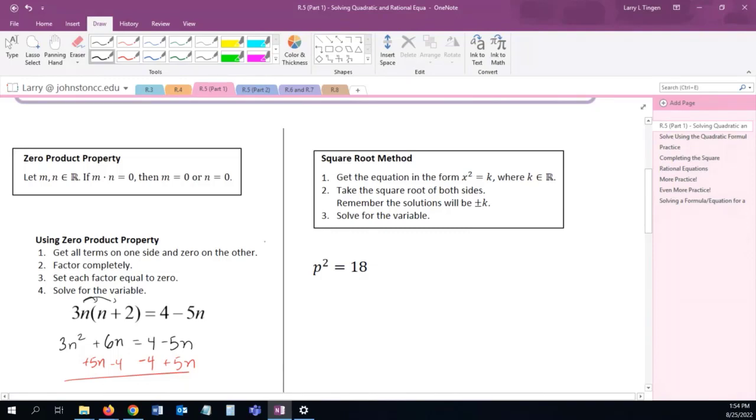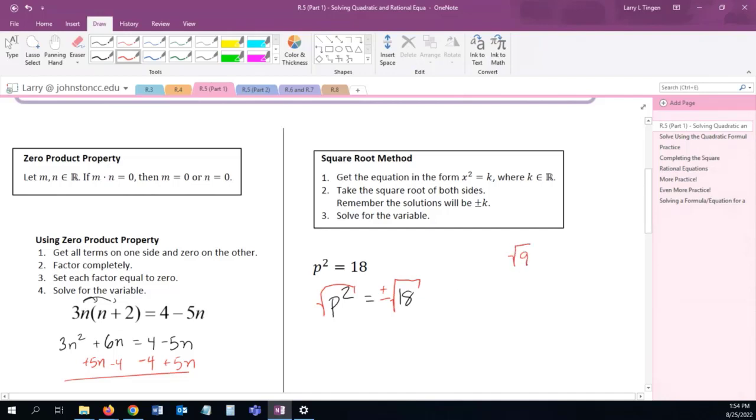Take the square root of both sides. Well, I'm almost done there, right? I've already got it in the right form. Take the square root of both sides. But here's the piece you have to remember. When I take the square root of p squared, that's just p. When I take the square root of 18, because 18 is a real number, I have to consider positive and negative solutions.